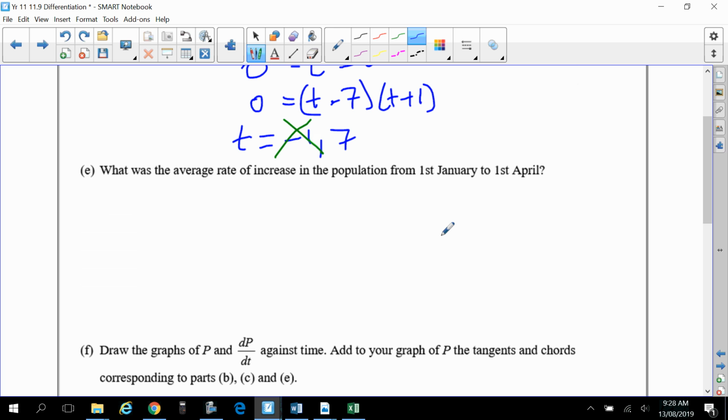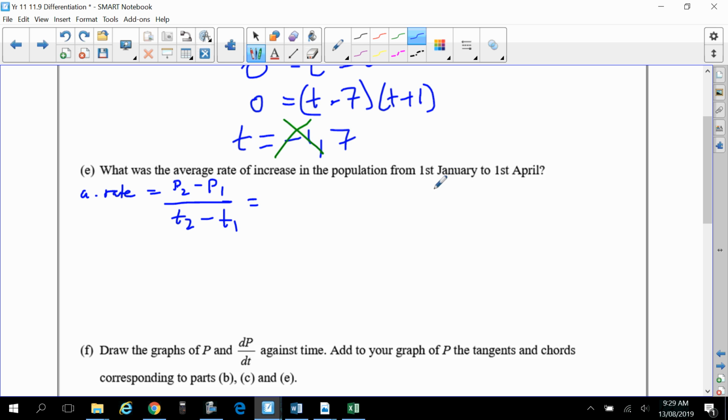Okay, all right. What was the average rate of increase in the population from 1st of, average rate. Have to remember. Now, the average rate is equal to P2 minus P1, right? Instead of Q.